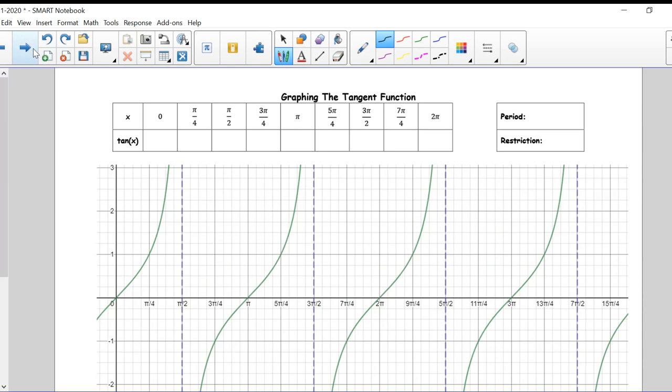So the tangent, remember, is the sine divided by the cosine function. That's really a rational function. And if you remember rational functions, they tended to have vertical asymptotes. There are points at which the graph is undefined. So I would think if I'm dividing by cosine, wherever cosine is 0, I should probably have a vertical asymptote. Just trying to relate this all back.